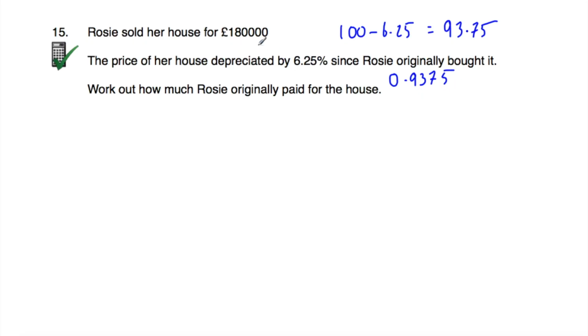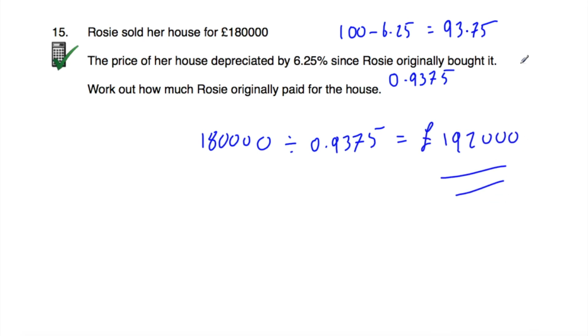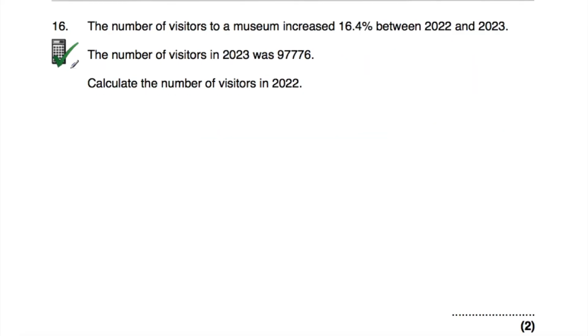So that means that if we take the answer, the 180,000, and we divide it by the multiplier, 0.9375, that'll tell us how much she bought the house for. So £180,000 divided by 0.9375 is equal to £192,000. And that's it. So that means she paid £192,000 for the house originally. Okay, let's have a look at our next question, question number 16.